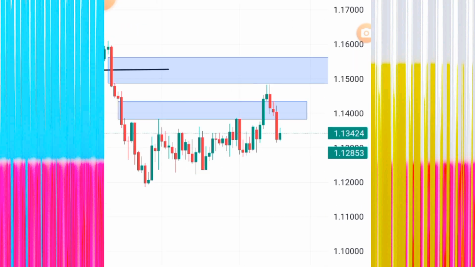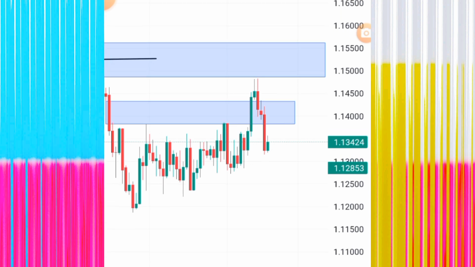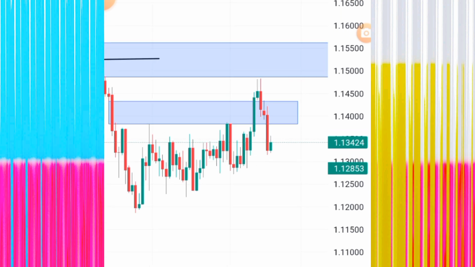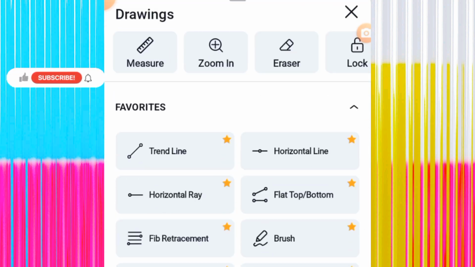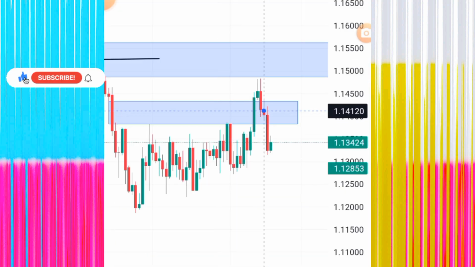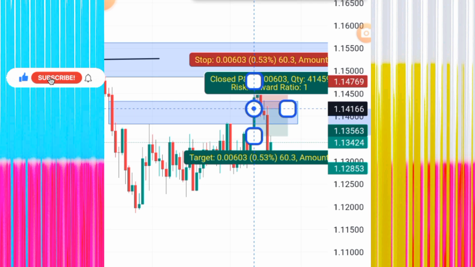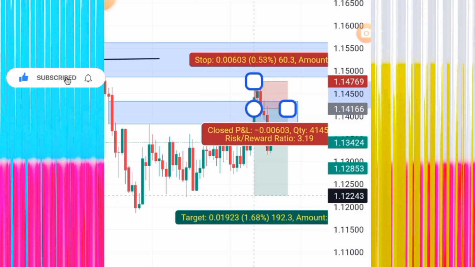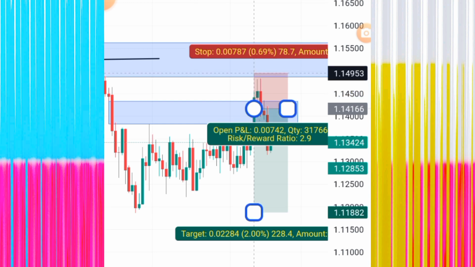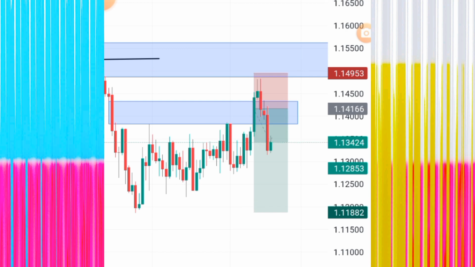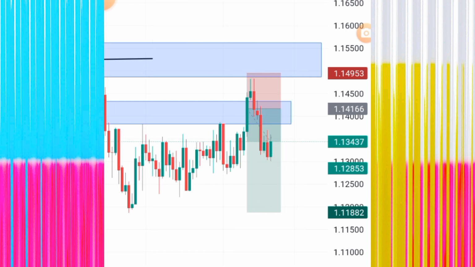Okay, so the market came to our fair value gap here. It just came up here, then it gave us a bearish confirmation. So here I would enter immediately after getting the confirmation. Then I would target my recent low here, and I put my stop loss just here, right? It is almost a 1 to 3 risk to reward. Okay, then I go.